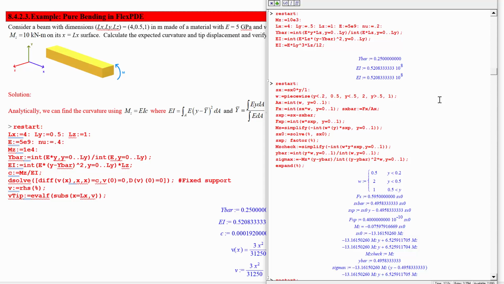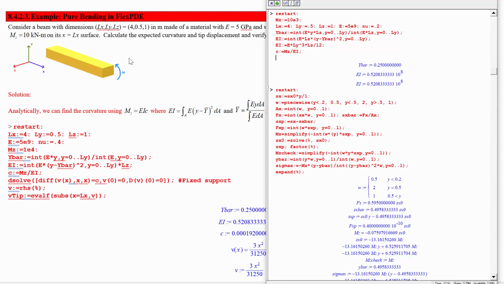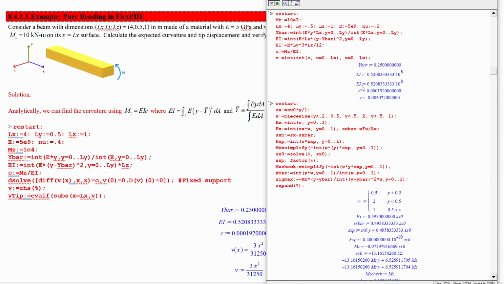Now that we've got that, we can go in and figure out what the curvature is. We need this to figure out tip displacement. Curvature is equal to the moment divided by EI. And let's look at the direction here. We've got a positive moment in Z. And so this curvature is going to be telling us what V is by integrating C twice. Okay, so we're going to find the integral of C from x is 0.